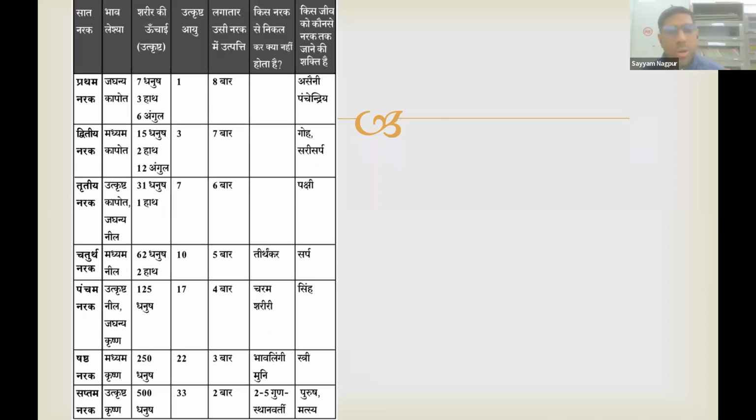Lizards. What are lizards and all? Reptile. Reptiles. Yeah, thank you very much. So they can become reptiles. Third narak people can become birds. Fourth narak people can become snake. Fifth narak people can become a lion. Sixth narak people can become a female, and seventh narak people can become a man or a fish in general.